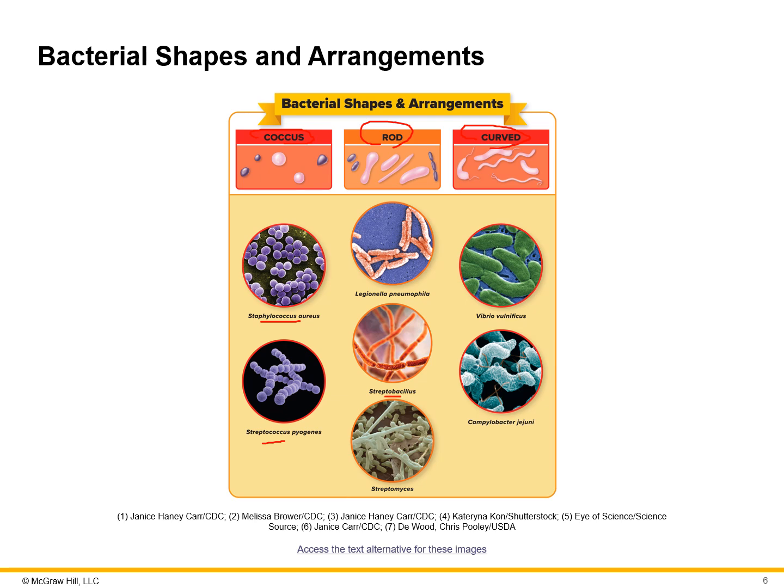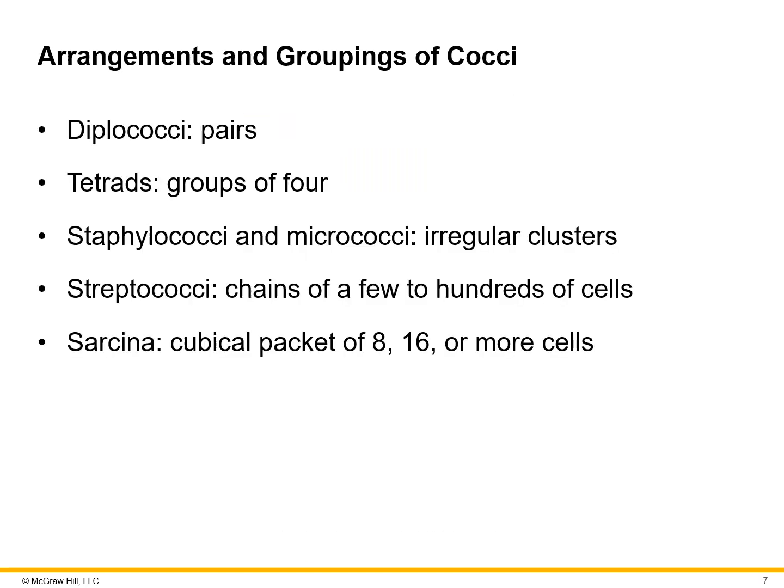Our Streptobacillus are long chains of those rod shapes. Or the vibrio, that comma shape. We can have some corkscrew, spirillum, that fall in that curved category. So these are some of the common arrangements that we see. There are diplococci, diplo meaning two, so these are pairs of circles. Tetrads would be a group of four. Staphylococci are clusters, like grapes. Strepto are chains of cells. And then Sarcina, which are more cube-shaped.